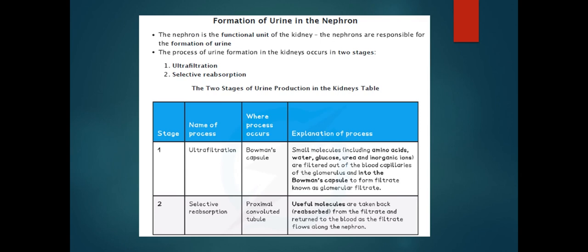that are not really required by our body are absorbed by the Bowman's capsule, and the glomerular filtrate is formed. Remember that they are inside our blood vessels. All these substances, they are inside our blood vessels. So they're taken out from the blood vessels into the Bowman's capsule, and the Bowman's capsule is part of the nephron.